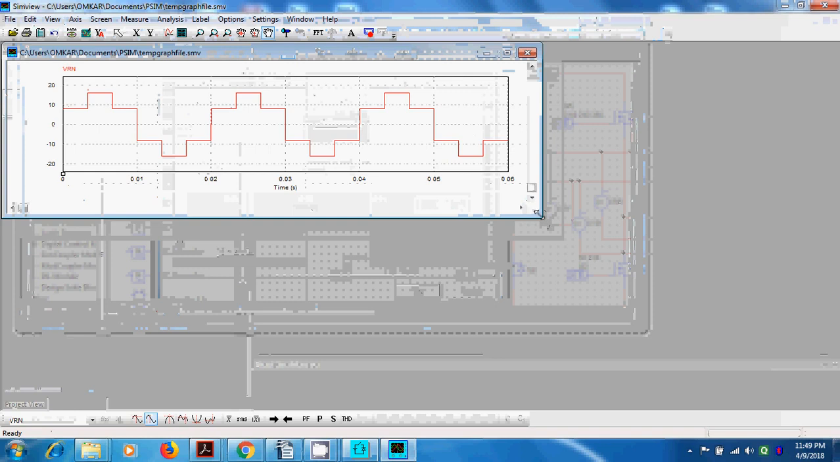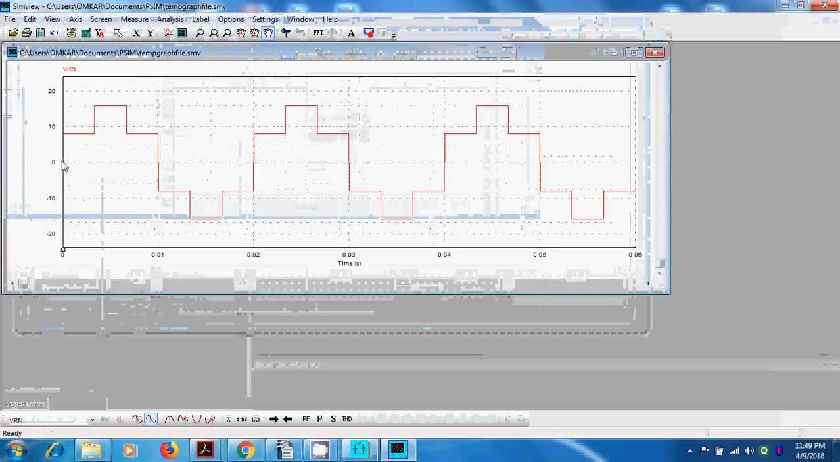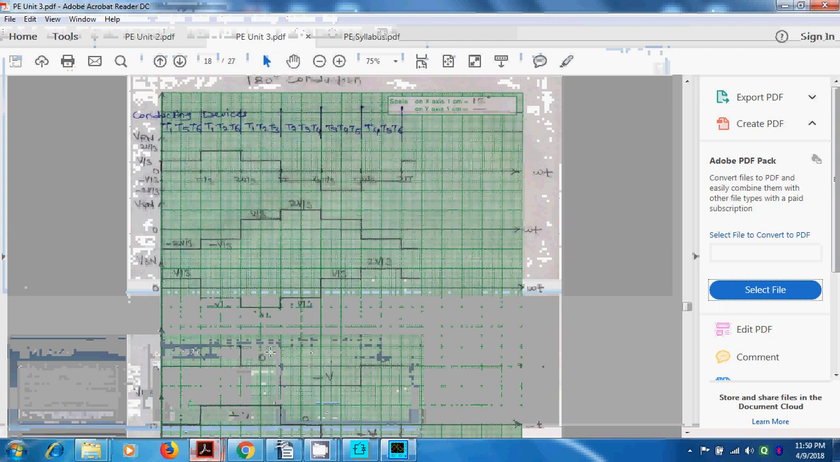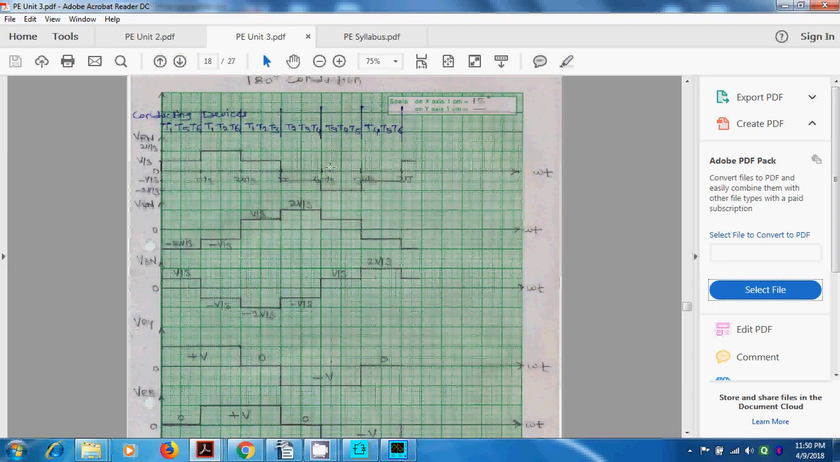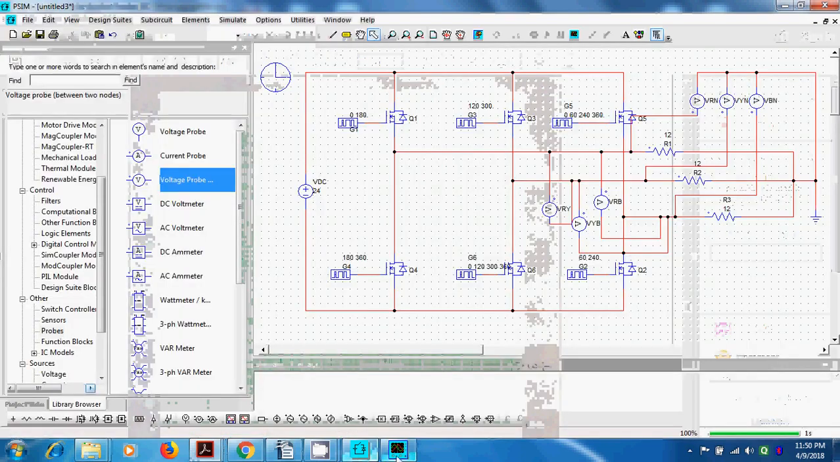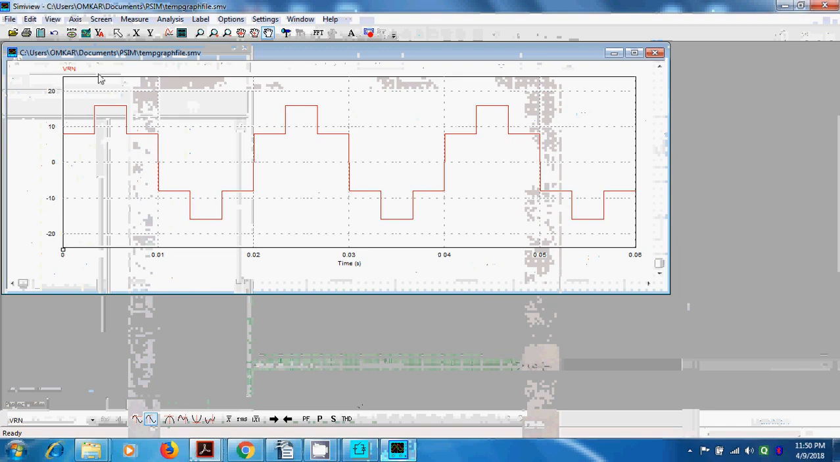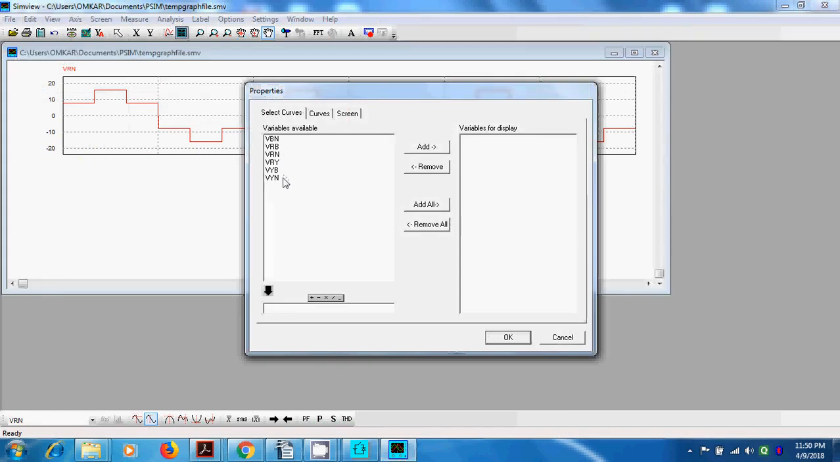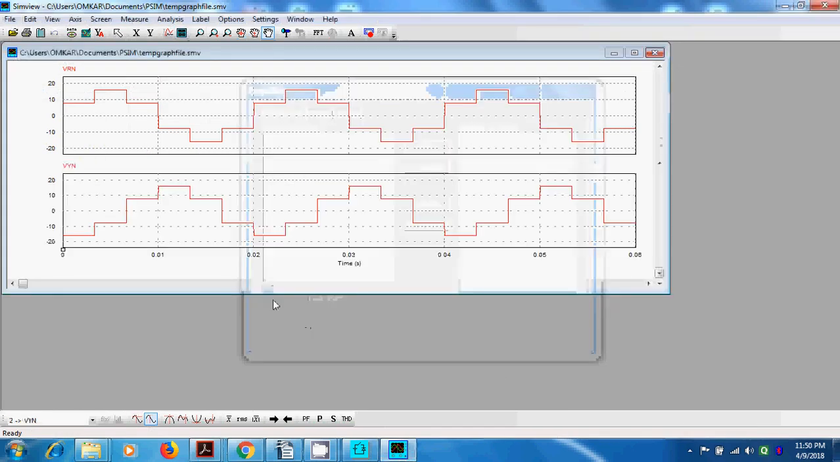If you see properly, this is the 6-step waveform. So this is 0, 1st step, 2nd step, 3rd step, 4th step, 5th step, 6th step. So this is one complete cycle, with 3 steps in a half cycle and 6 steps in a full cycle. Whatever diagram you have already studied in the theory, the same is reflected in VRN. So VRN is one of the phase voltages. We can also have VYN, and it is also 6 step.